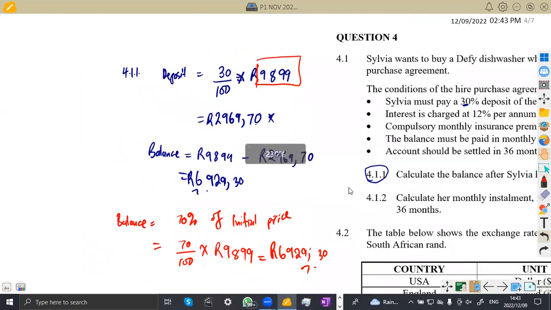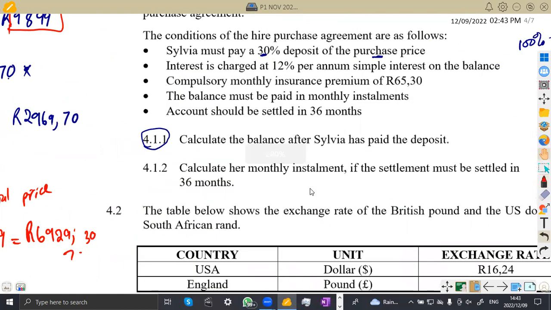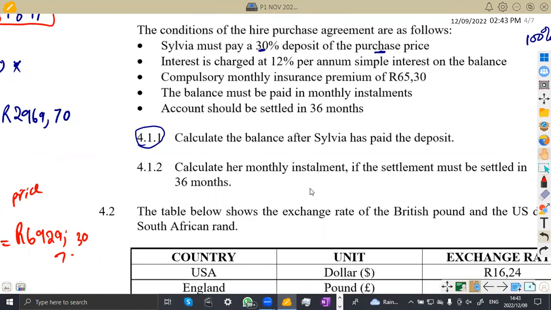Then let's check the other part of the question. Calculate the monthly installment if the account must be settled in 36 months. What is the monthly installment? What is this guy going to pay in a month? In this case, guys, we are supposed to be very, very careful. Remember, it's paid under a hire purchase, and under a hire purchase, that's simple interest.